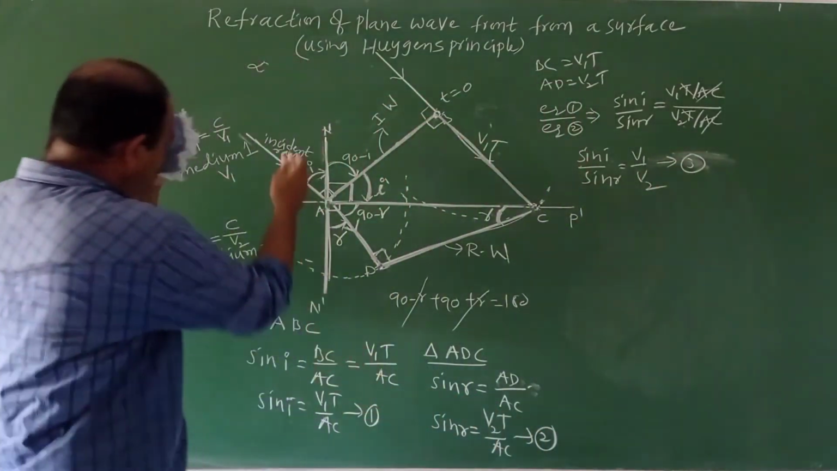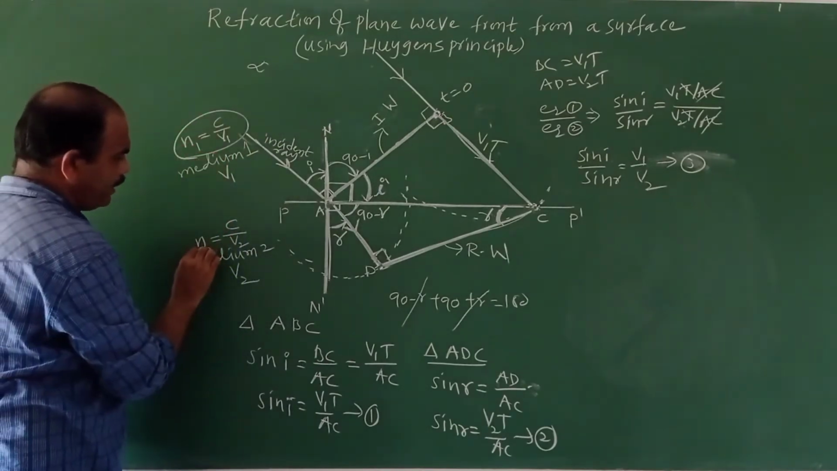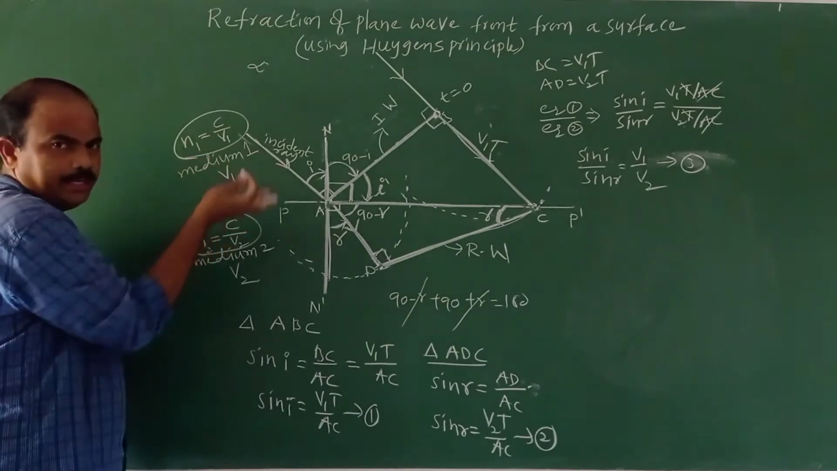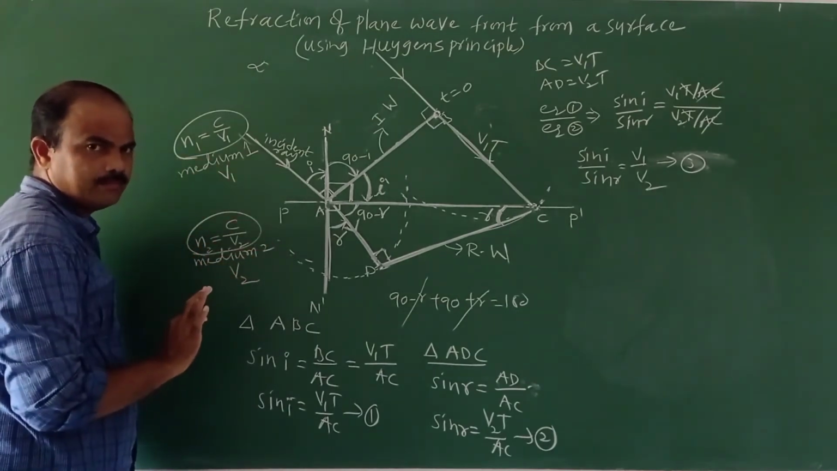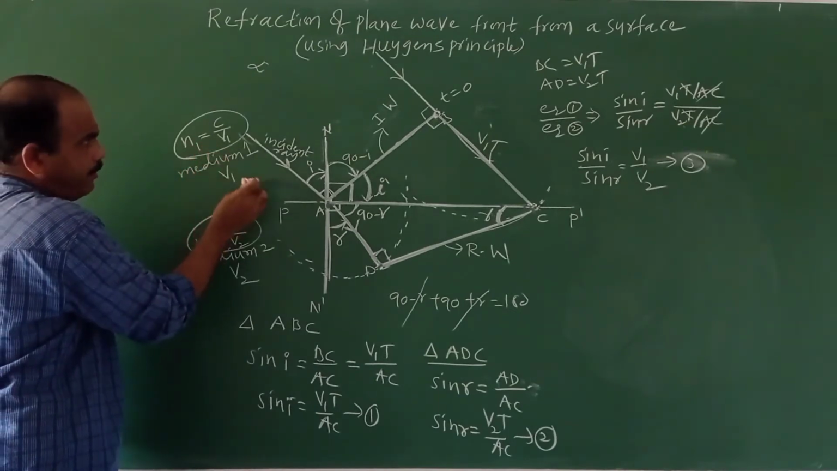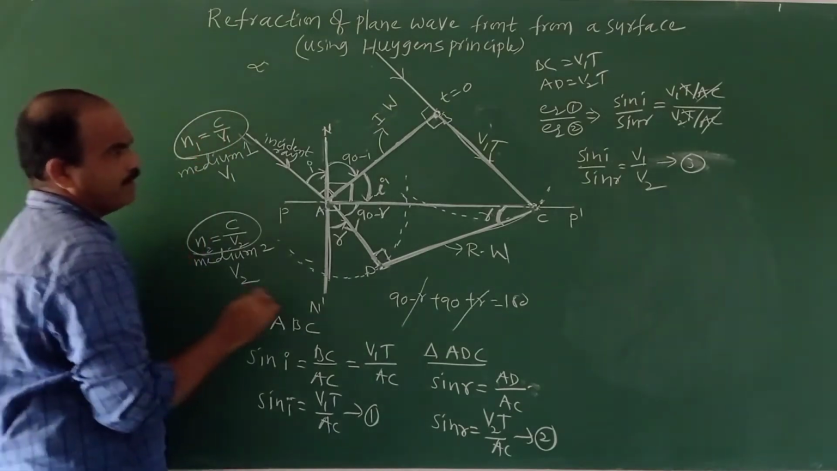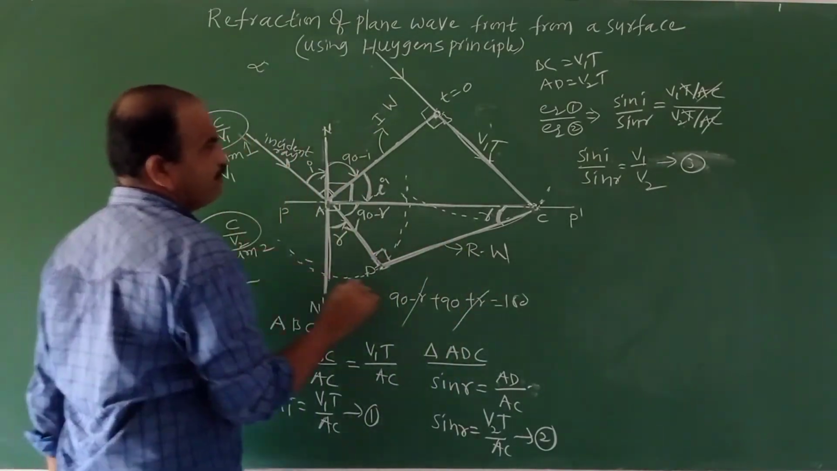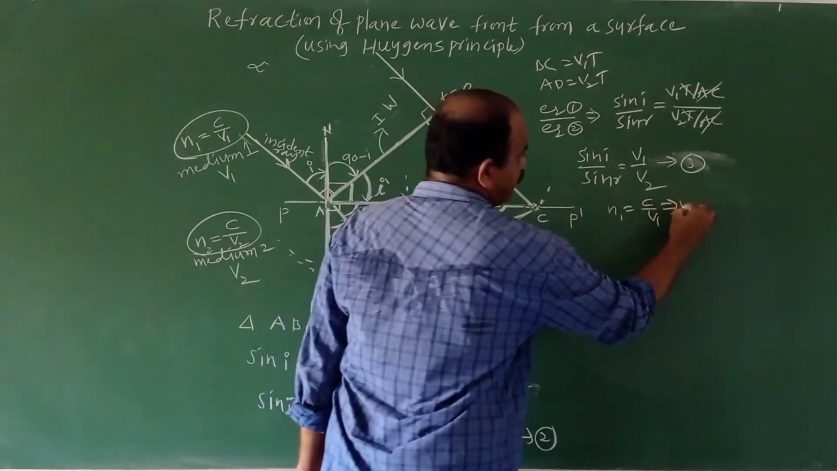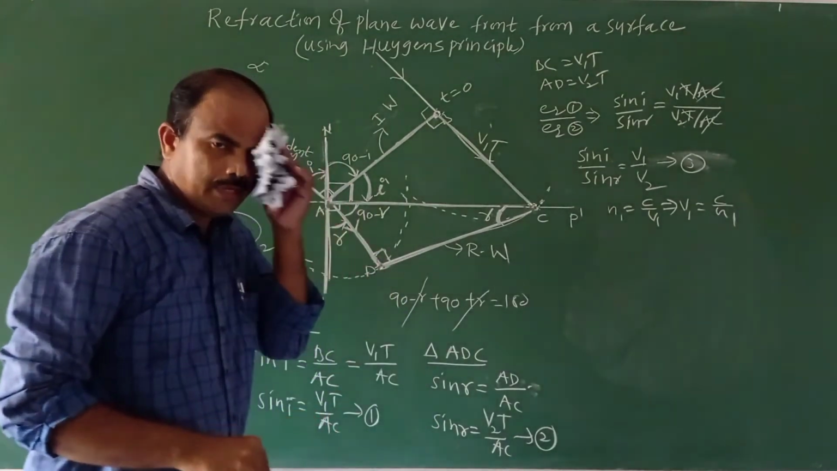But you know the refractive index. The refractive index of medium 1 is n1, and the refractive index of medium 2 is n2. That will be decided by the nature of the medium. So from this, the absolute refractive index of medium 1, n1, is c by v1. So V1 is equal to how much? c by n1.